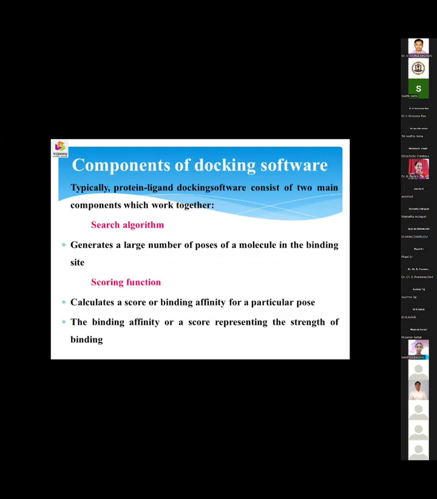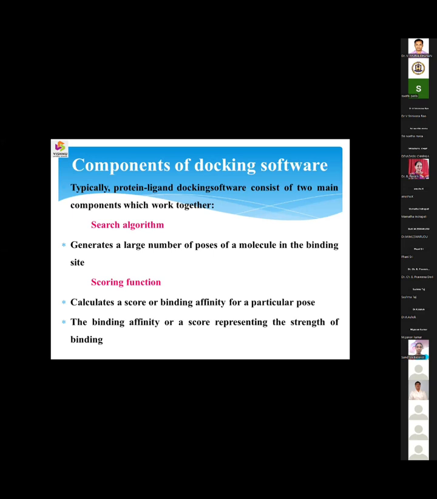Now, the components of the docking software. How does this docking software work? Typically, protein ligand docking software consists of two main components which work together. The first one is the search algorithm, which generates a large number of poses of the molecule in the binding site. In the search algorithm, it searches a large number of different poses, to find in which pose the ligand binds to the binding site with the least energy. It has to go and bind at the binding site in many different poses.